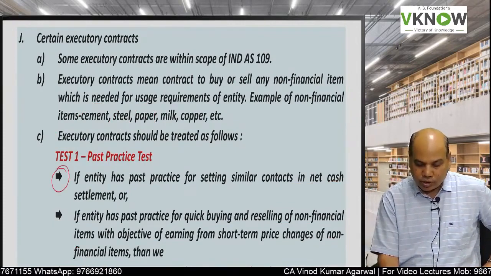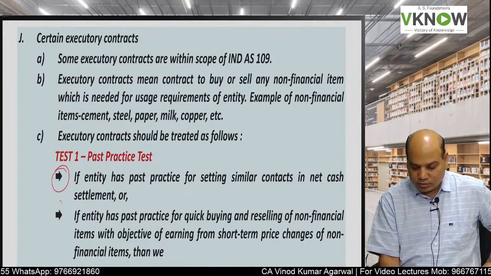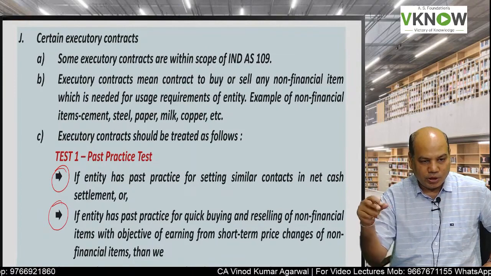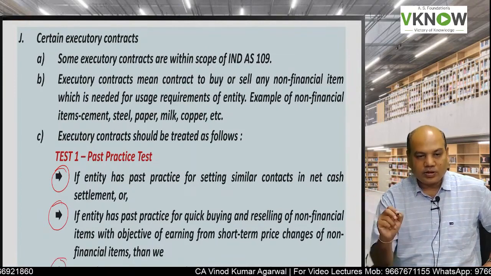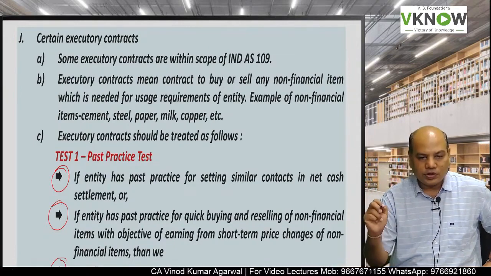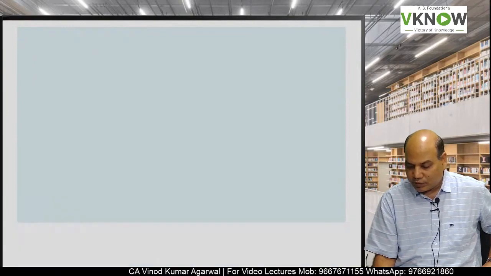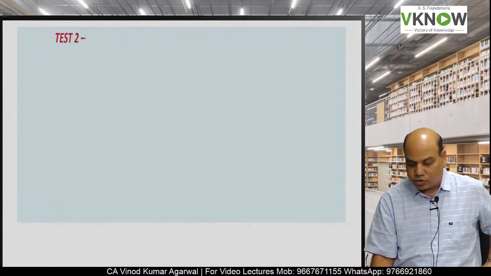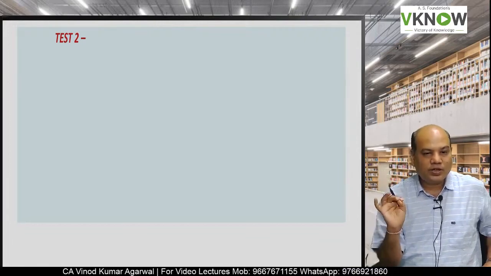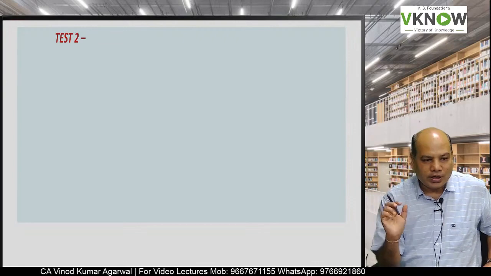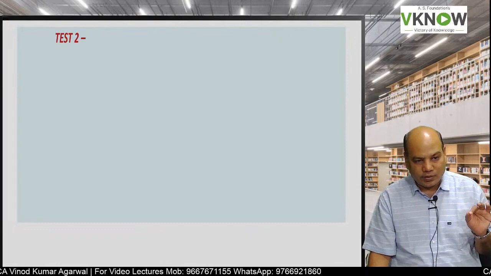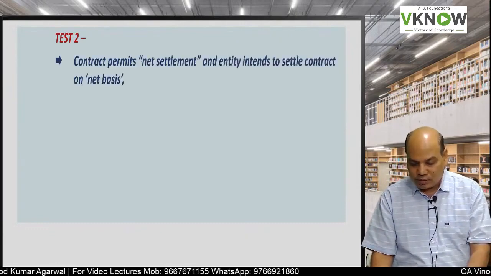So one, I have the history of net settlement. Second, I have the past practice of buying and selling immediately to make quick profit. The past practice test has been satisfied, and I will account for such executory contract under the financial instrument standard, because I am really not interested in the underlying non-financial asset. I am not interested in paper, I am not interested in cement, I am not interested in steel. I am interested in making quick profit. So they will be treated under this standard.